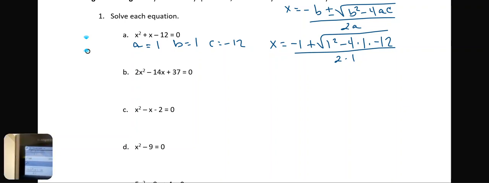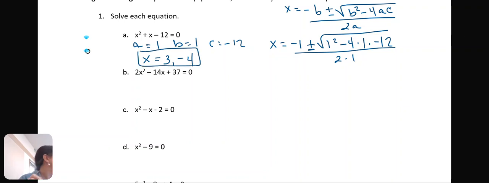Okay, so here is what I have plugged in. And so when I hit enter, I got 3. Now I'm going to do the exact same thing, just change my plus to a minus after the negative 1, so that's going in as a minus now. So that's negative 4. Okay, so those are the answers for that one.